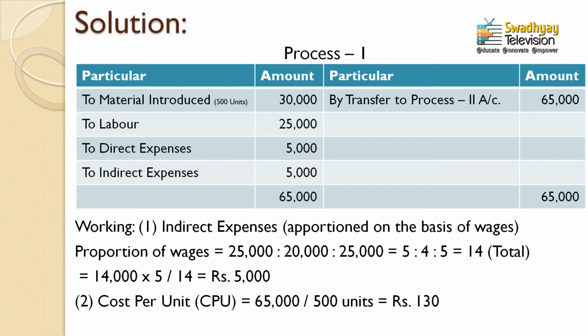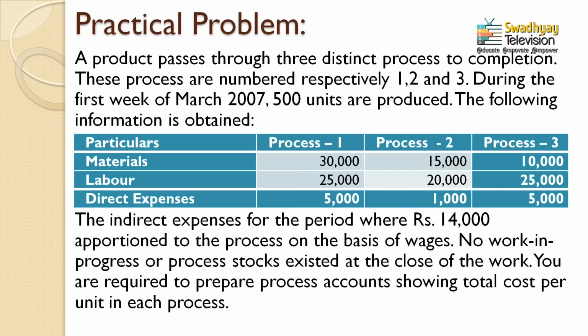If we have any incomes, they would be recorded on the credit side, and if there are any expenditures, all expenses are recorded on the debit side. On the basis of the question, we just have to identify this information. We will take only the three elements of cost of process account 1. We need to concentrate only on this first process account information, and along with that we need to understand the 500 units also, which is very important. Material cost is given as 30,000, labor cost is 25,000, and direct expense is 5,000.